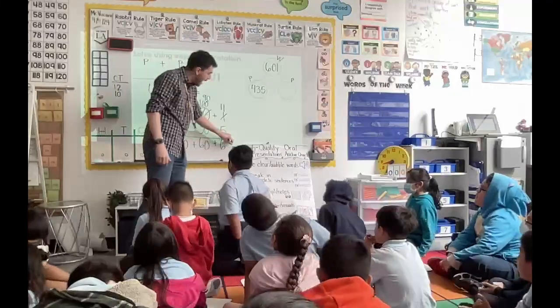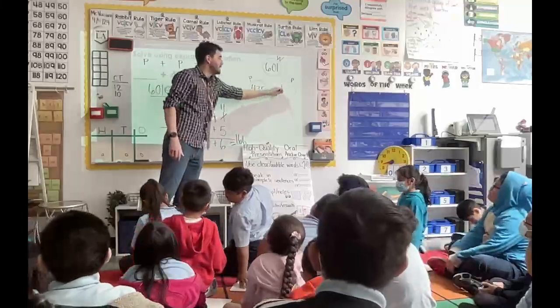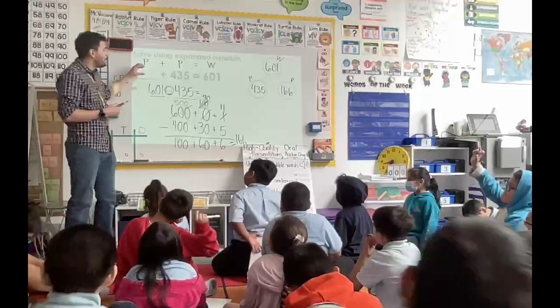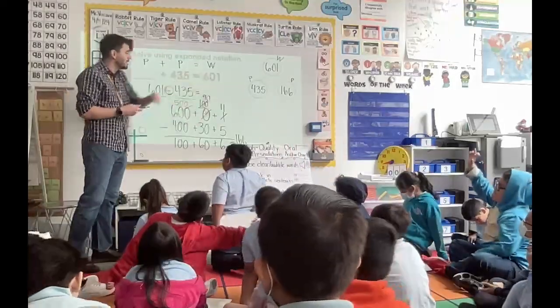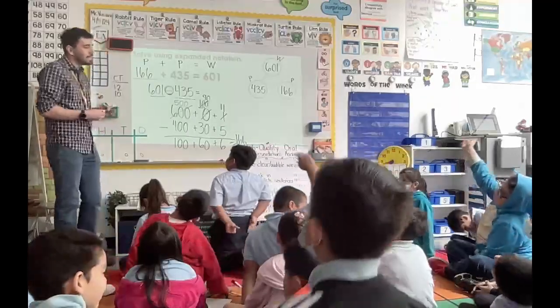I want to push it back into standard form, and that's 166. So what I figured out, if I have a part plus 435, and I get 601, that means that missing part is 166.